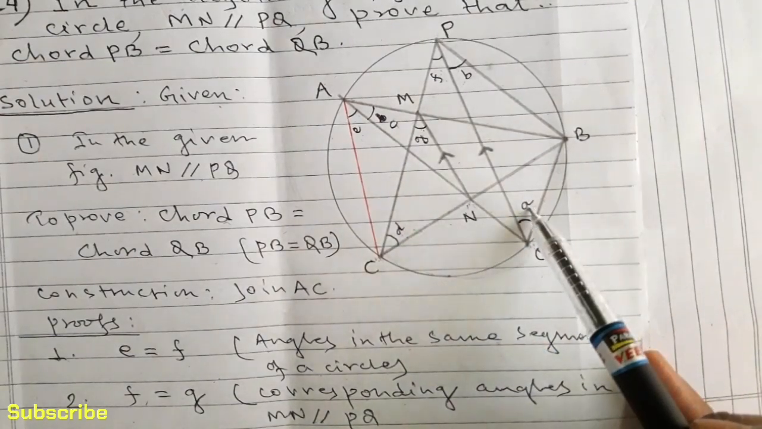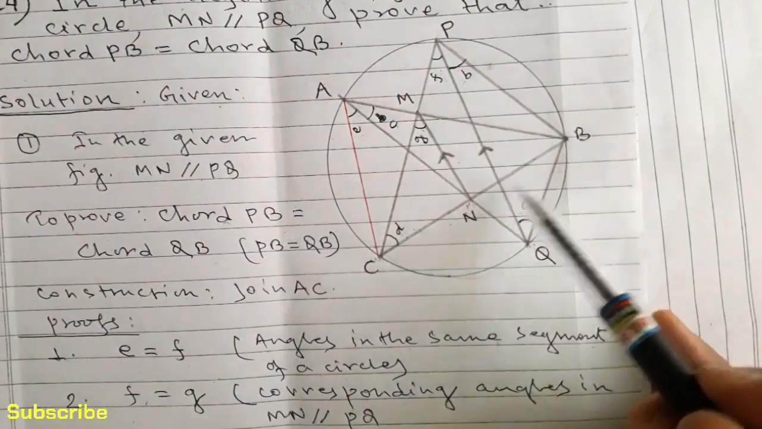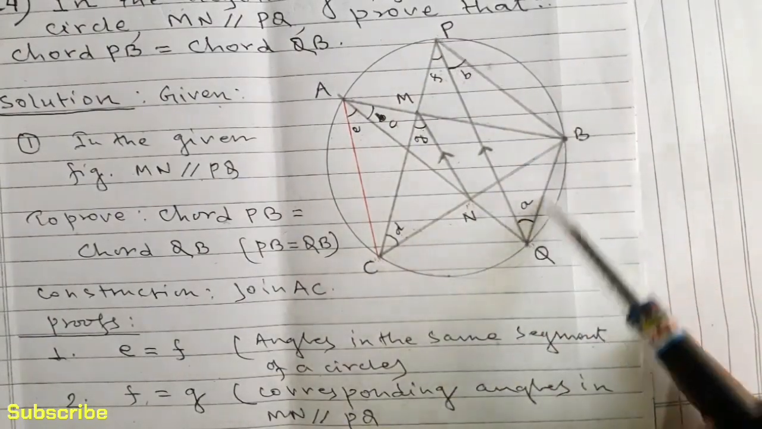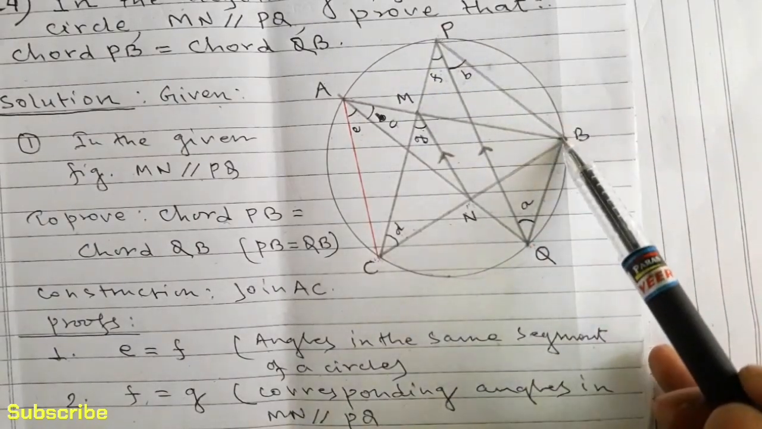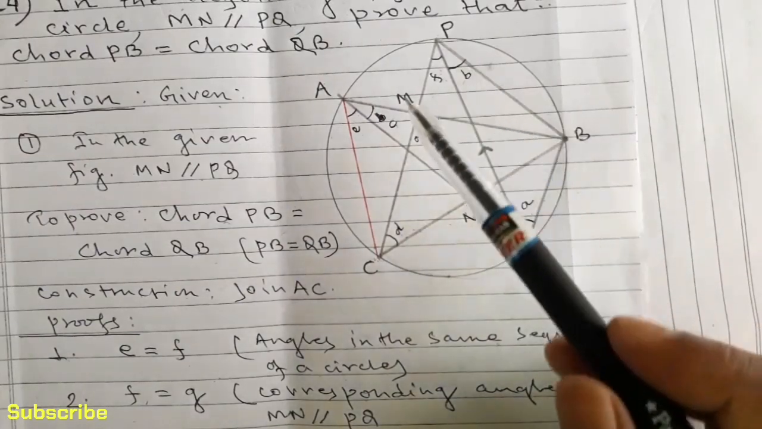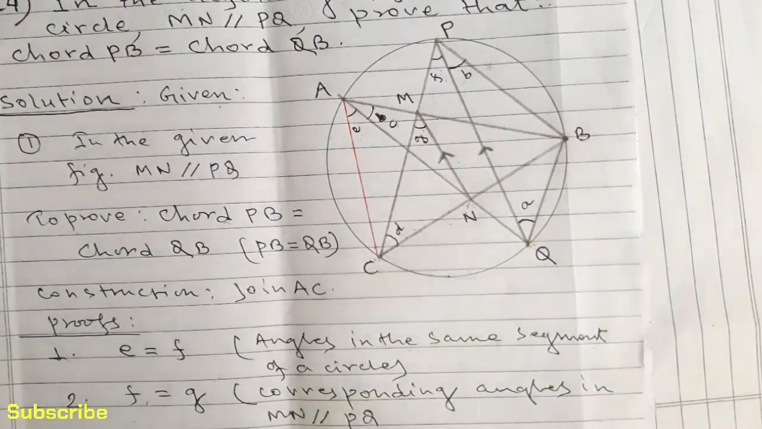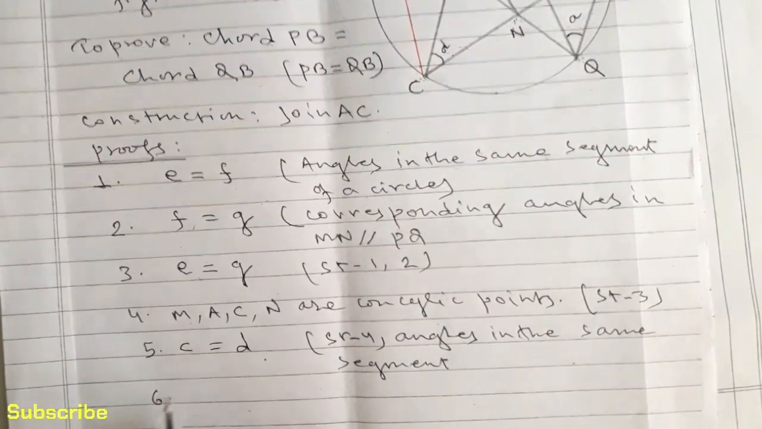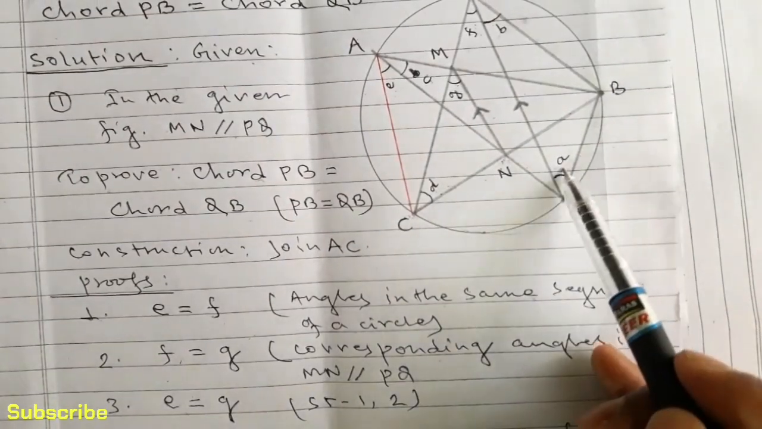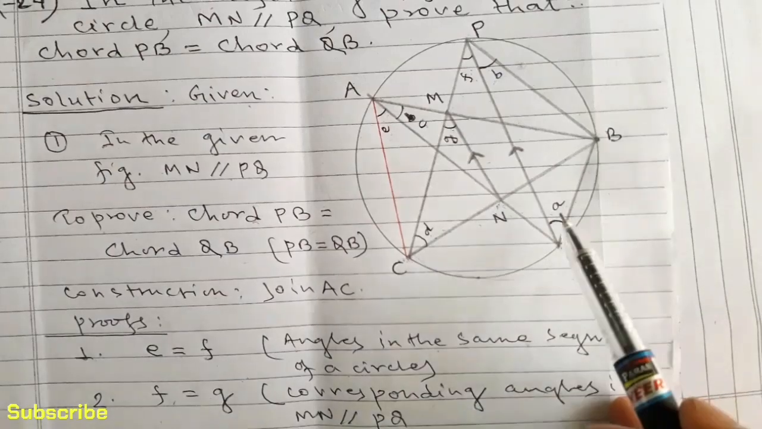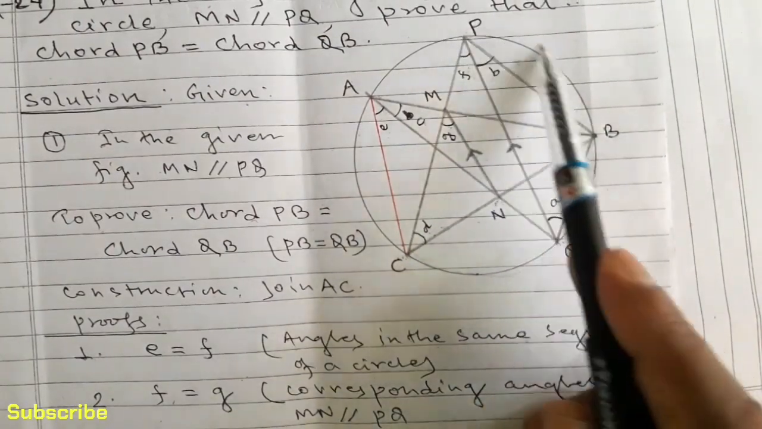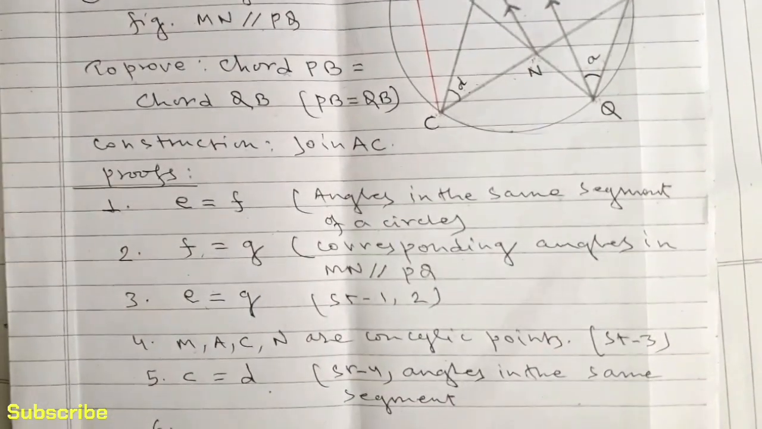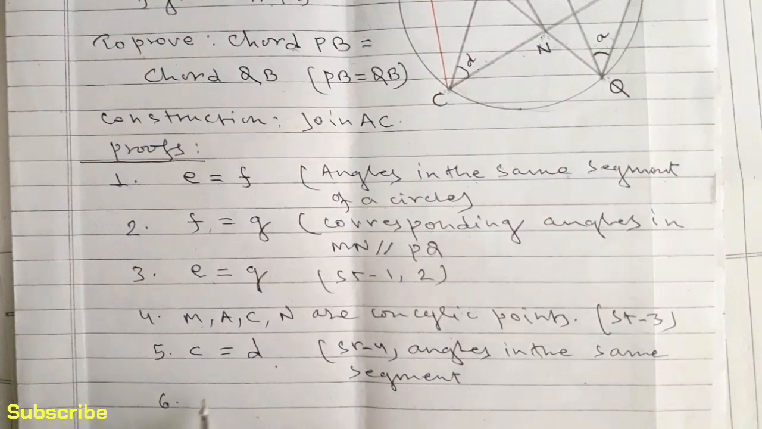So dear students, let's write down angle A is equal to angle D. We can write angle A is equal to angle D because angle D means angle PCB and angle A means PQB. Both are standing on the same arc PB, or we can say angle A and angle D are angles in the same segment of a circle. So in statement number 6, we can write angle A is equal to angle D because they are angles in the same segment of a circle. Angle D is subtended by the arc PB and angle A is also subtended by the arc PB. So angles in the same segment of a circle are equal.